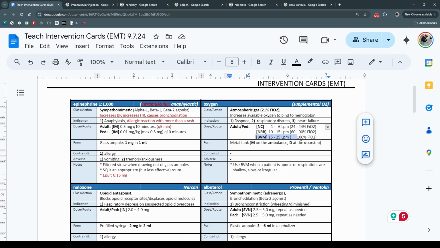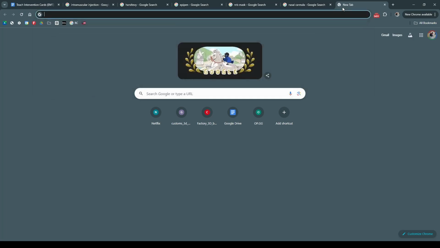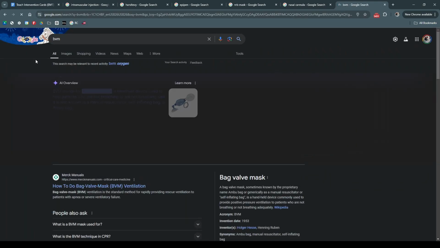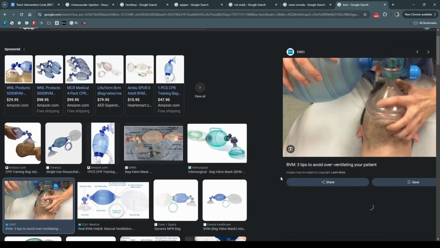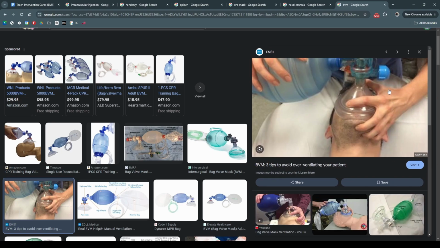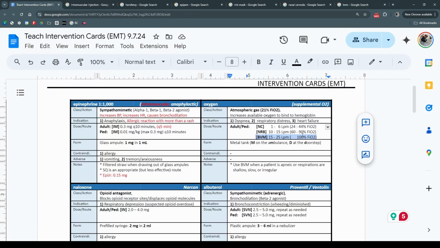Now, I'm intentionally saving this BVM for the last. In fact, I've often thought about having 2 oxygen cards, one that's passive and one that's active. Of course, a BVM is where we've gone from just passively letting the patient bring their own oxygen in to now forcefully administering positive pressure into their lungs. And it's my hope that you can see this almost as strange that I would put them on the same card, that they should be dramatically different experiences for our patients.